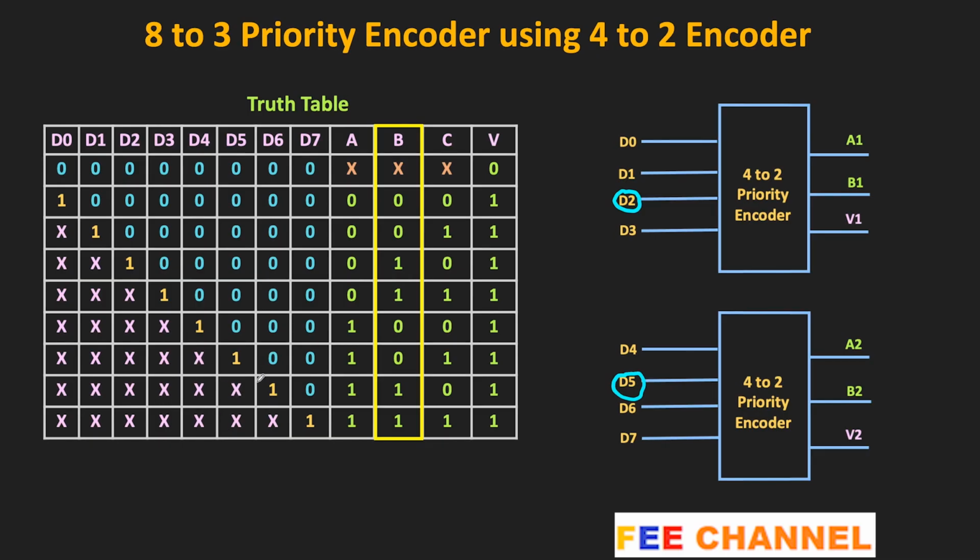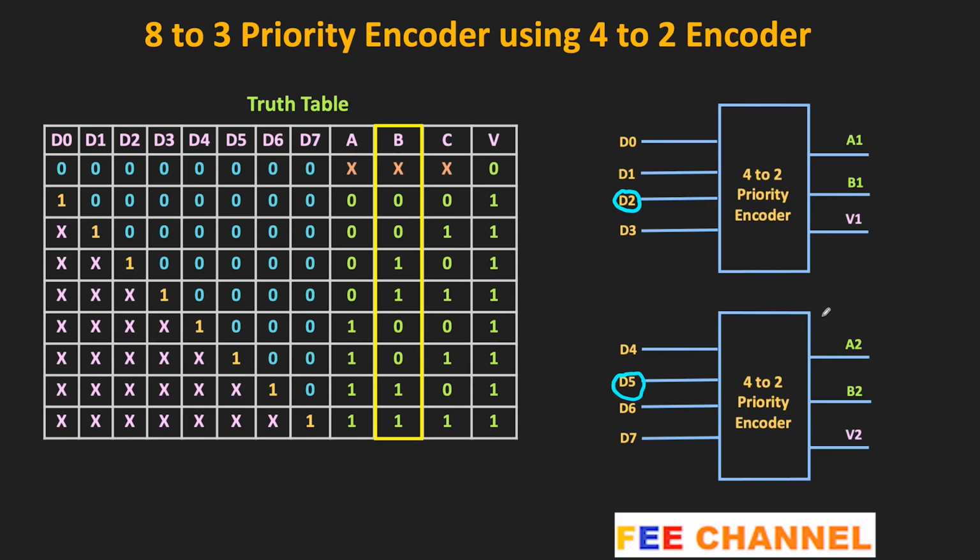That means whenever V2 is high, A1 and B1 should get disabled. Therefore, by performing the AND operation of A1 with the V2 invert, we can disable this output. For example, when V2 is high, V2 invert is low, and therefore the output of the AND gate will become low. So in this way, by performing the AND operation of A1 and B1 with V2 invert, these two outputs can be disabled when any of the inputs of the second priority encoder is high. That means to generate this output B, we should perform the OR operation of this AND gate with the A2, right.